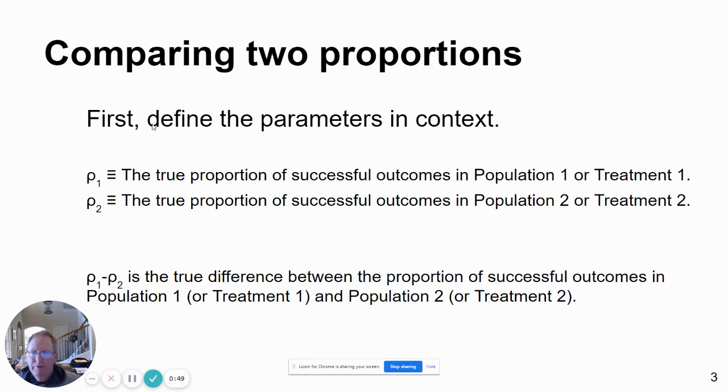First thing we need to do is define the parameters in context. This time we have two populations or two treatments, so we have to define two parameters. So we're going to let ρ1 be the true proportion of successful outcomes in population 1 or treatment 1, and ρ2 will be the true proportion of successful outcomes in population 2 or treatment 2. Now you're going to have to add context when you are defining your parameters. This is in the most generic sense. ρ1 minus ρ2 is the true difference between the proportion of successful outcomes in population 1 and population 2.